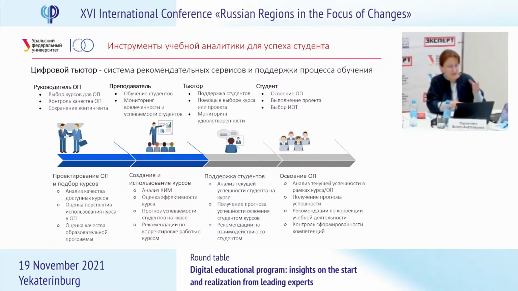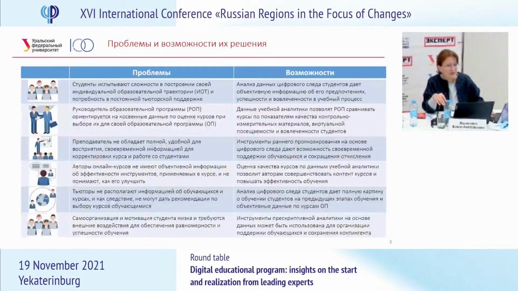We started with analyzing their needs by dividing the learning process into stages, where we have a manager of an educational program who selects modules and courses to be included in the educational program and monitors quality. Then the teacher, the professor, teaches students and monitors their involvement. The tutor supports students and helps them select their individual learning path, and the student should learn from the program, enjoy the process and shape their skills. And on this path, every participant faces their own challenges, which we presented in this table.